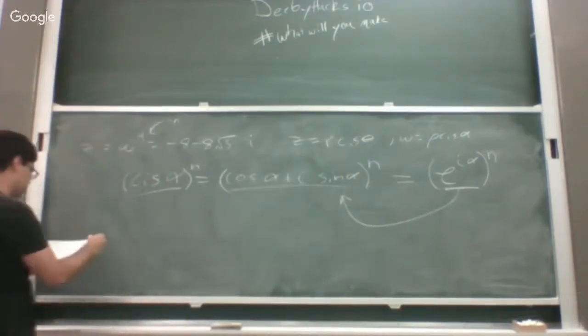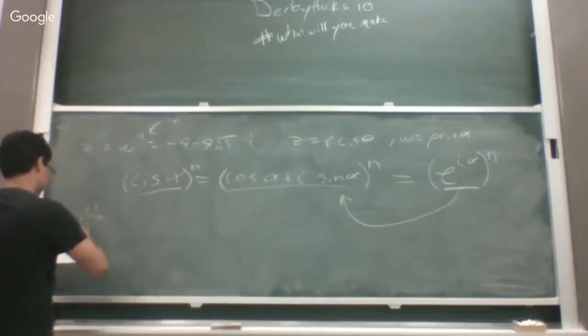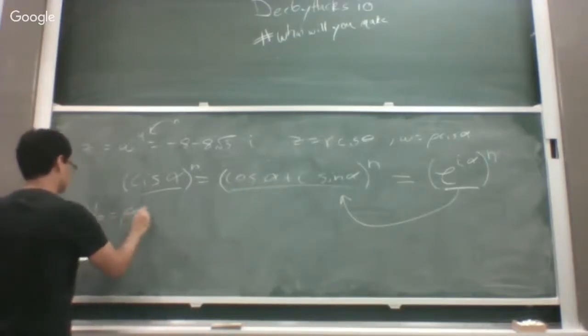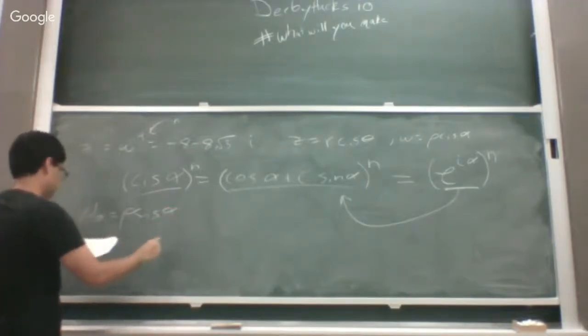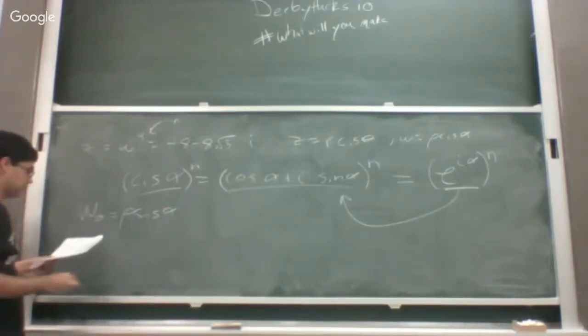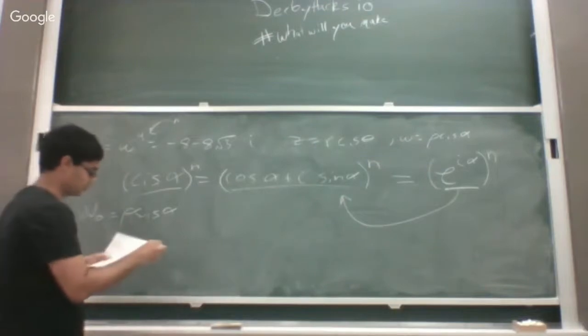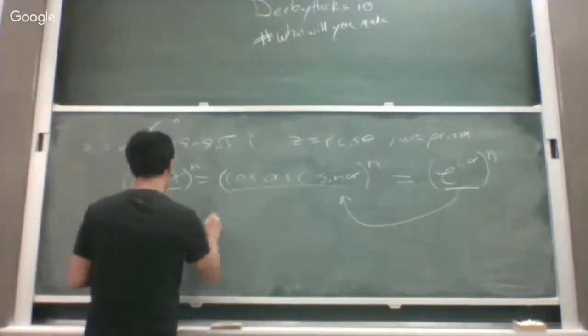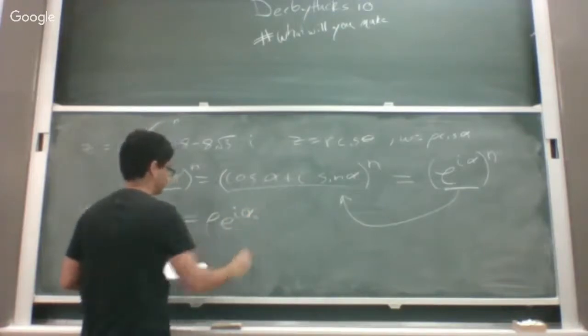So when we have to find w naught, they tell us that's equal to rho cis alpha. Okay? But then we can say that that's equal to rho times e to the i alpha.